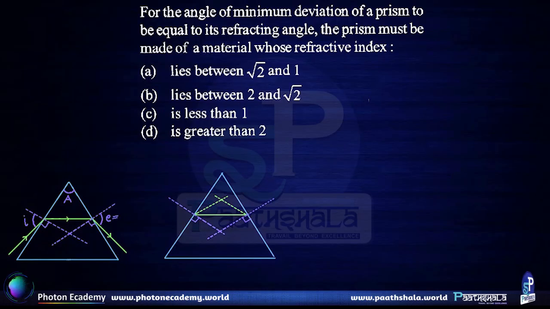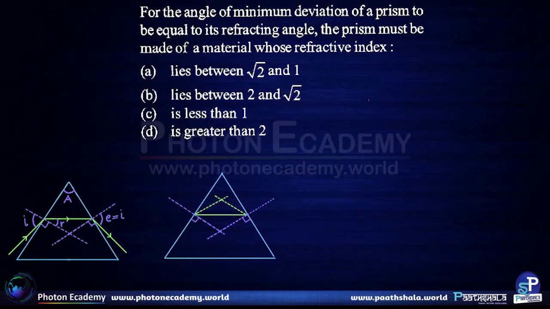In the case of minimum deviation, these two angles are equal. This angle is the angle of first refraction and this angle is the angle of second incidence, and both of them are also equal in the case of minimum deviation.